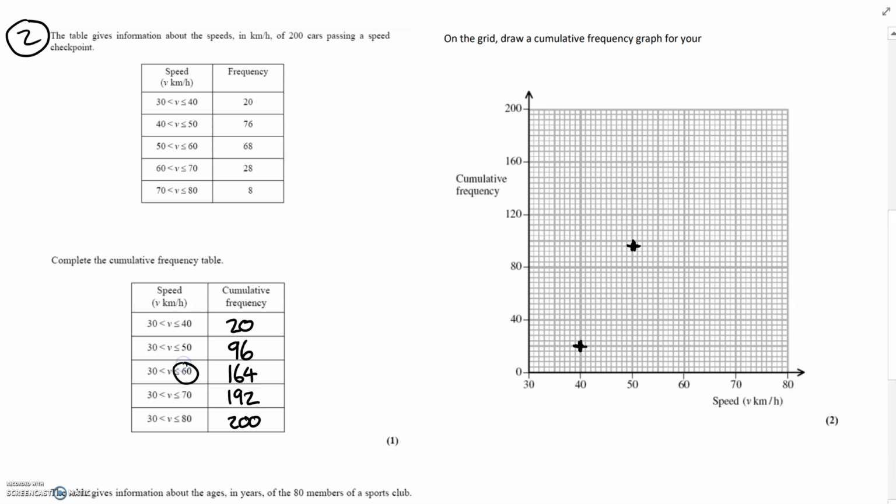60 against 164. So 60, 164. 70 against 192, sorry. 70, 192. And then 80, 200. 80, 200. So there's my points plotted. 1 mark for that, getting them in the correct place. Be careful with your scales. And then we join them dot to dot with a ruler.